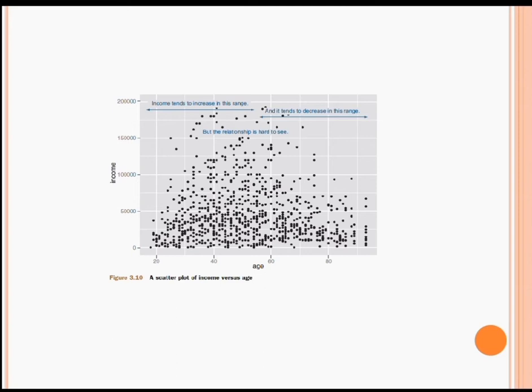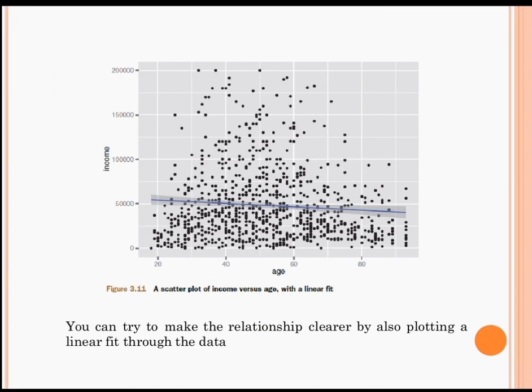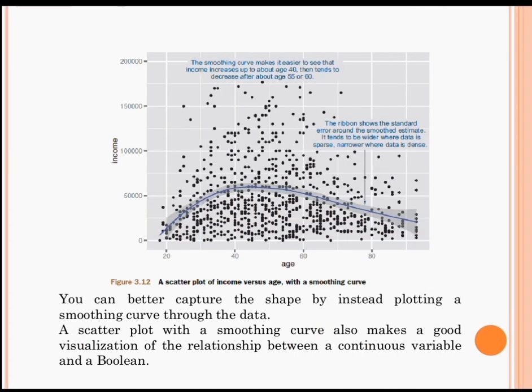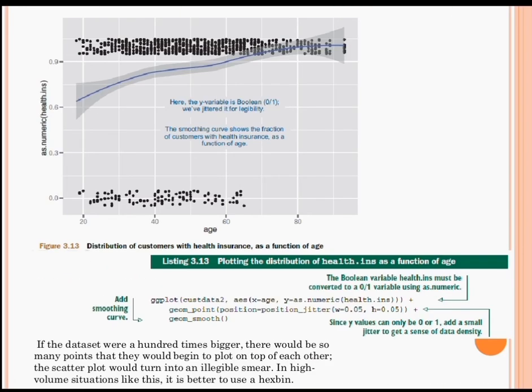This is how a scatter plot is plotted of age versus income. We can make this relationship clearer by plotting a linear fit through the data. We can better capture the shape by instead plotting a smoothing curve through the data. A scatter plot with a smoothing curve also makes a good visualization of the relationship between a continuous variable and a Boolean. This graph shows the distribution of customers with health insurance as a function of age.